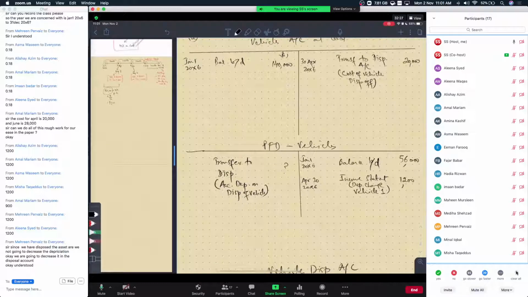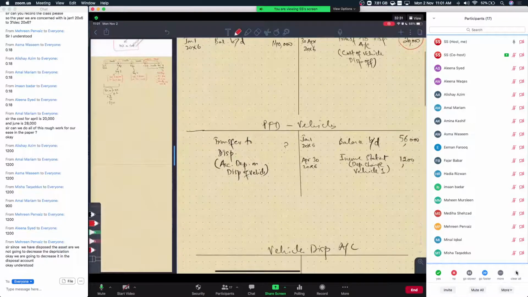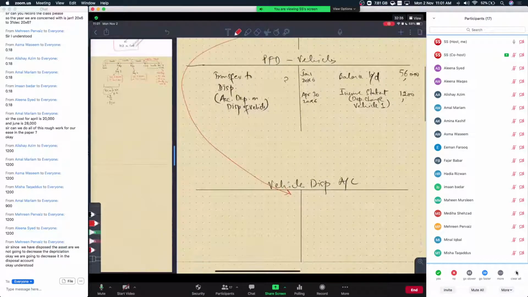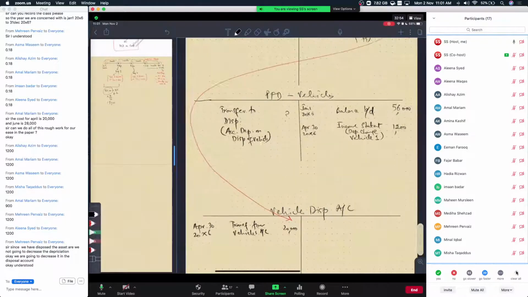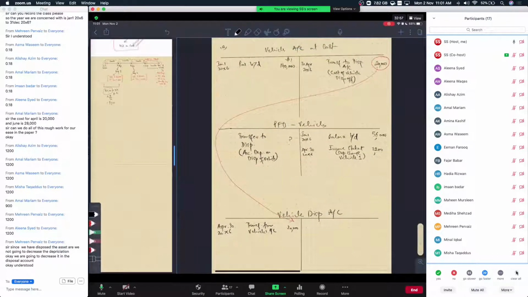20x6, and this entry over here will be transferred from the credit side to the debit side on disposal account. We'll have transferred from vehicles account $20,000 on 30th of April. Oops, sorry. 30th of April. So if we understand the first transfer, give me a green check.